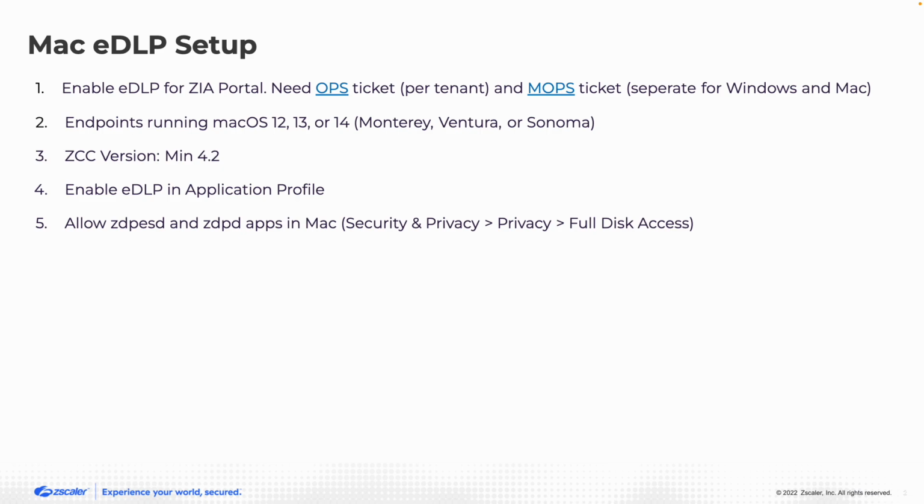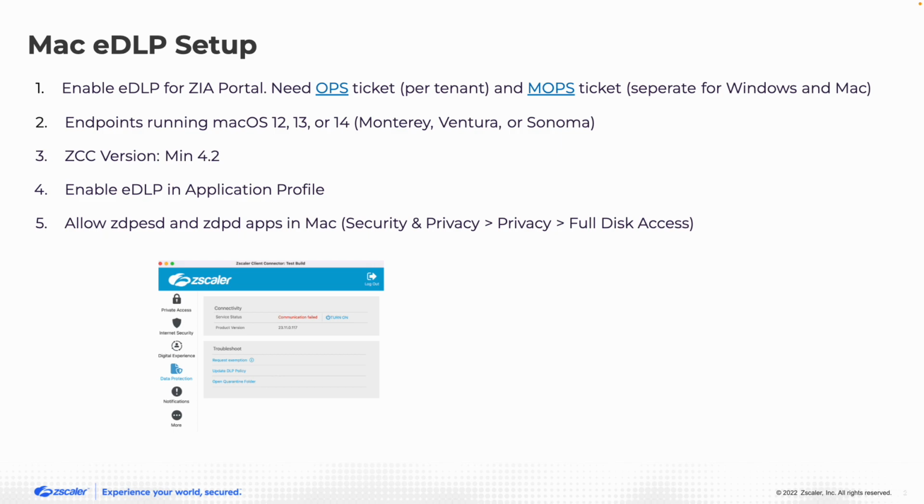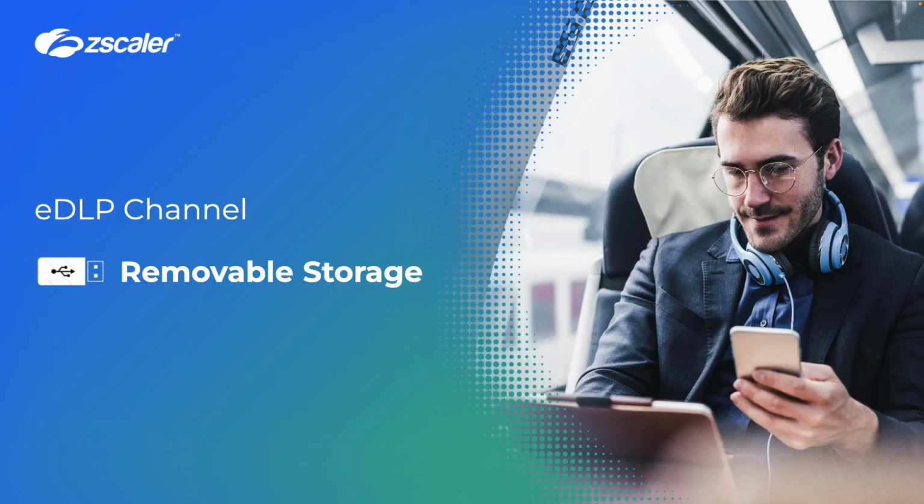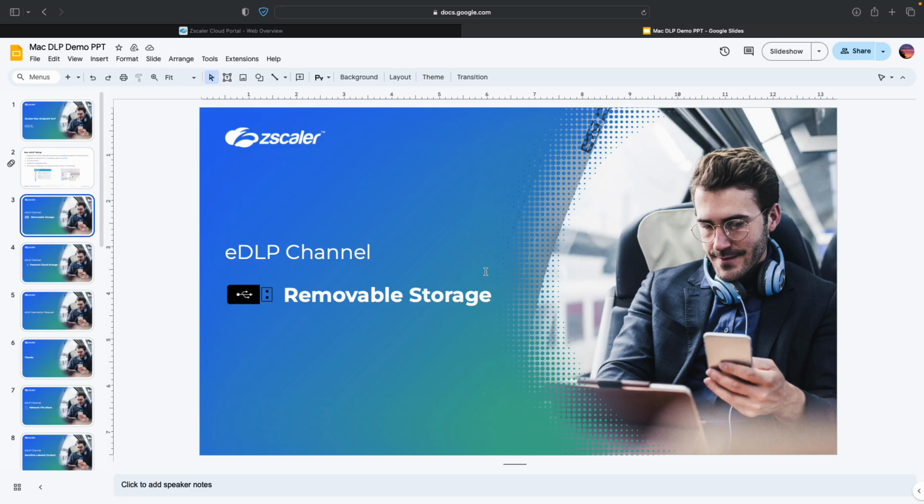Once you enable the endpoint DLP, the Zscaler Client Connector under data protection will initially show a communication fail error, and you need to allow these two processes, ZDPD as well as ZDPESD, which is under security and privacy, full disk access. So we support multiple EDLP channels, and I'll cover the removable storage and the personal cloud storage, and we'll also touch upon the exemptions.